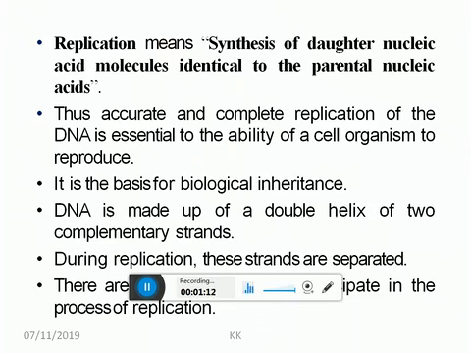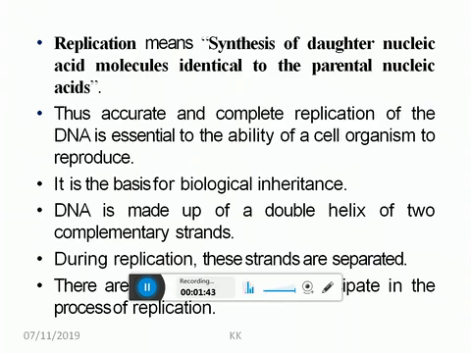Then the next topic is replication. Replication means the synthesis of daughter nucleic acid molecules identical to the parental nucleic acid. Thus, accurate and complete replication of the DNA is essential to the ability of cellular organisms to reproduce. It is the basis for biological inheritance.